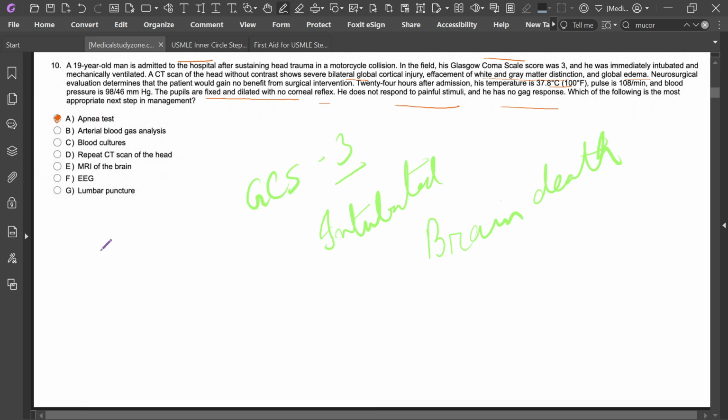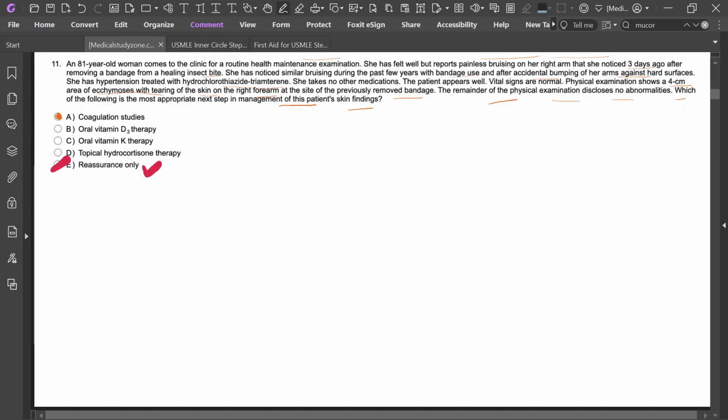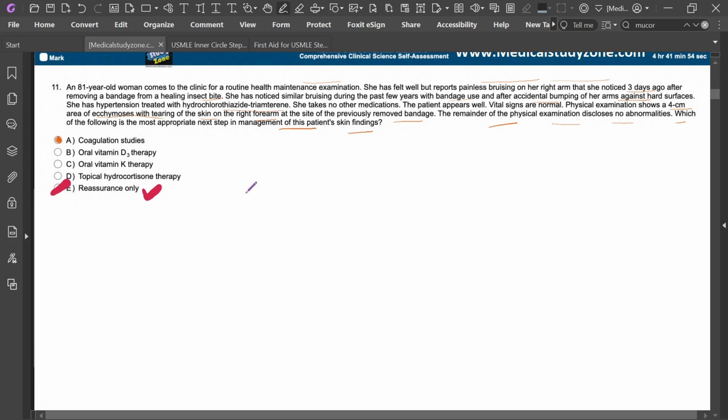Vital signs are well, she appears well. Physical exam shows a 4 centimeter area of ecchymosis with tearing of the skin on the right forearm at the site of the removed bandage. The remainder of the physical exam is fine. Which of the following is the most appropriate next step in management of this patient's skin findings?